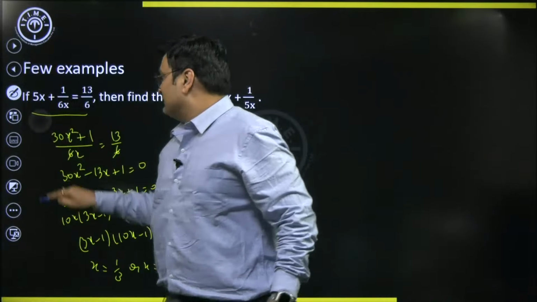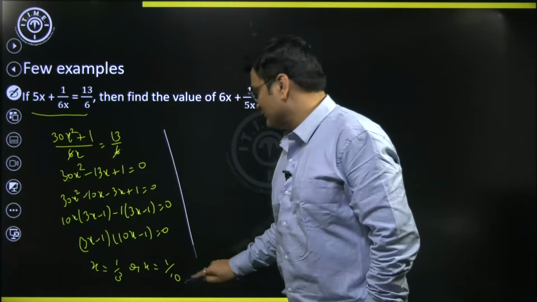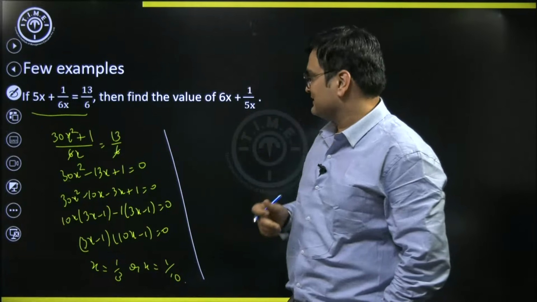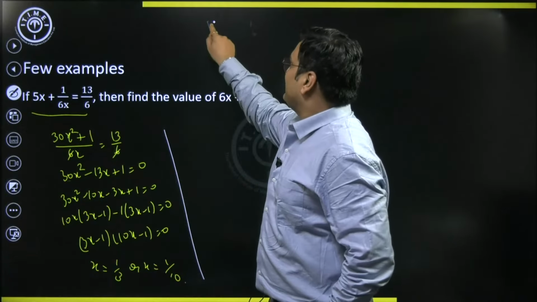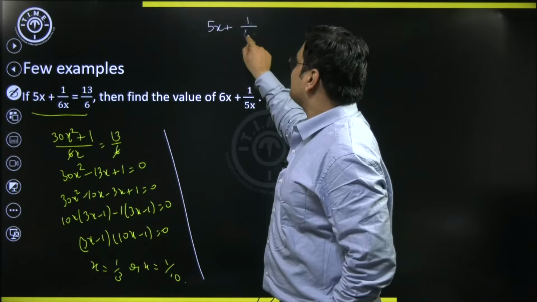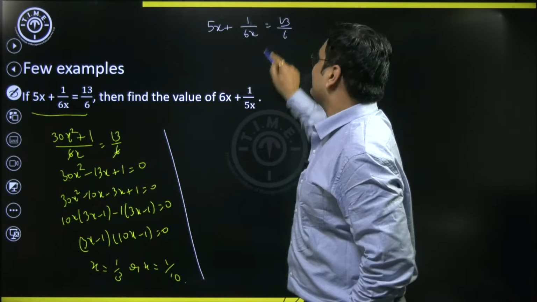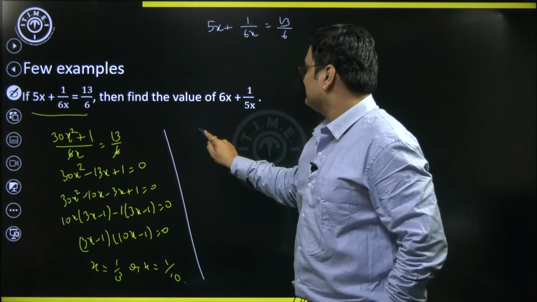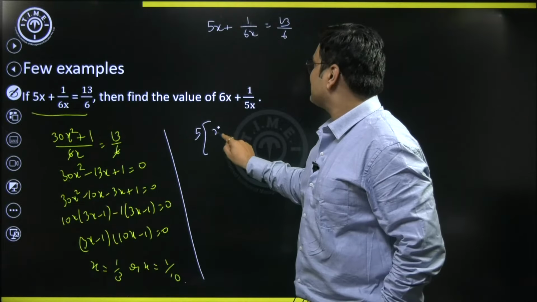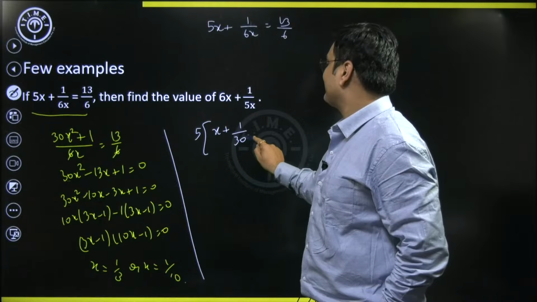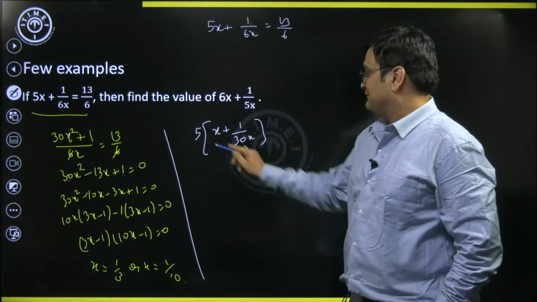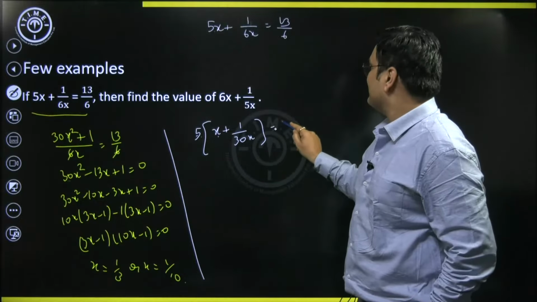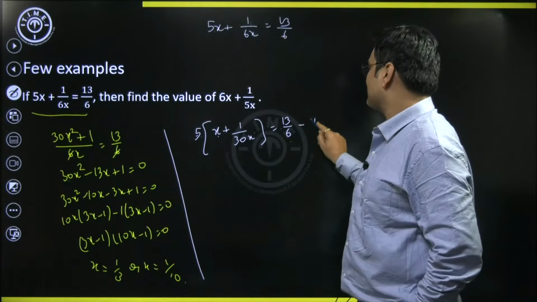But as you can see, this is definitely going to take some time. Now, instead of this method, can we try to think of it like this? Observe. 5x plus 1 by 6x is given as 13 by 6, right? Take 5 common from here. What will I be left with? 5 into x plus 1 by 30x. 5 into x is 5x, and 5 into 1 by 30x gives you 1 by 6x. This should be equal to 13 by 6. Equation number 1.